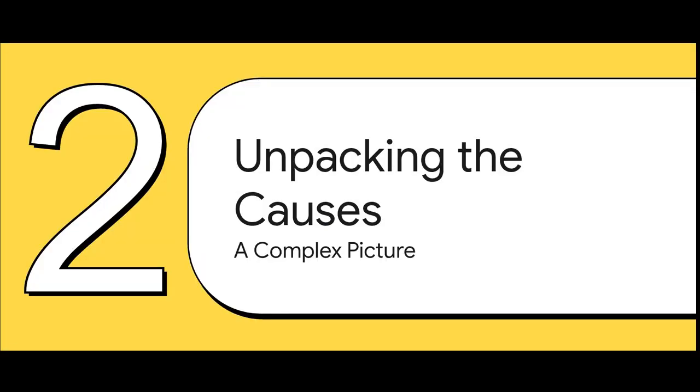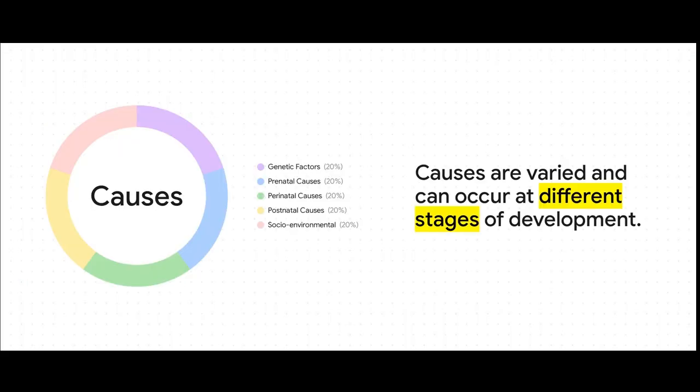Okay, so the natural next question is, where does it come from? What causes it? And honestly, the answer is really complex. It's not like there's one single thing you can point to. It's more like a whole spectrum of different factors. As you can see, these causes can pop up at pretty much any point in early development.